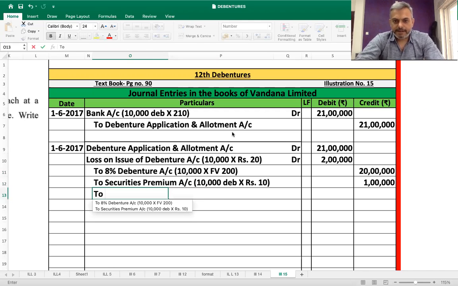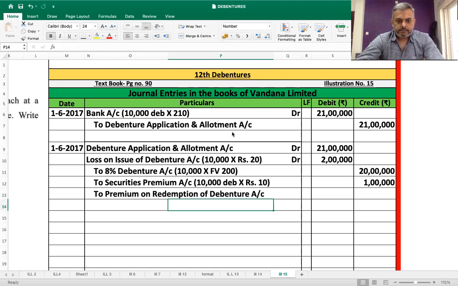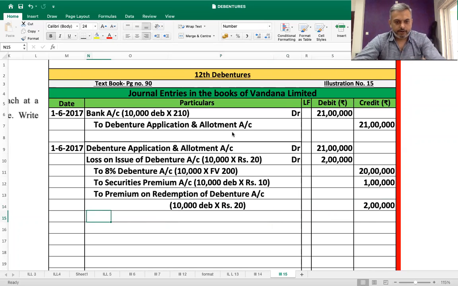And to, we have committed that we will pay 20 more at the time of redemption. So we have to create a liability, premium on redemption of debenture, 10,000 debentures into rupees 20, 2 lakh. 23 lakh, cross verify, close it.